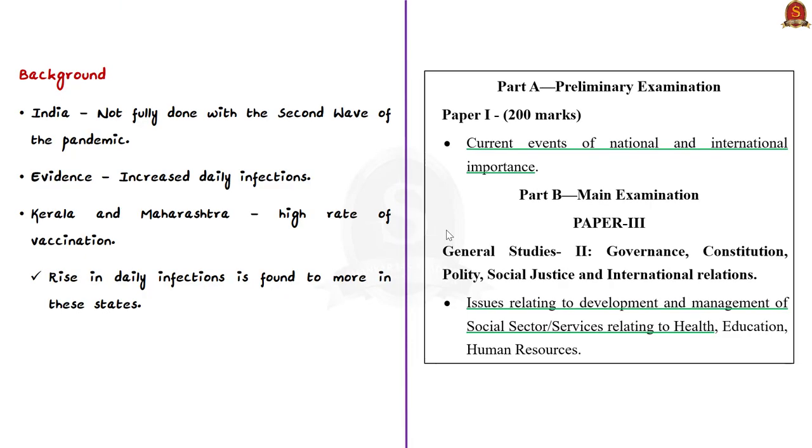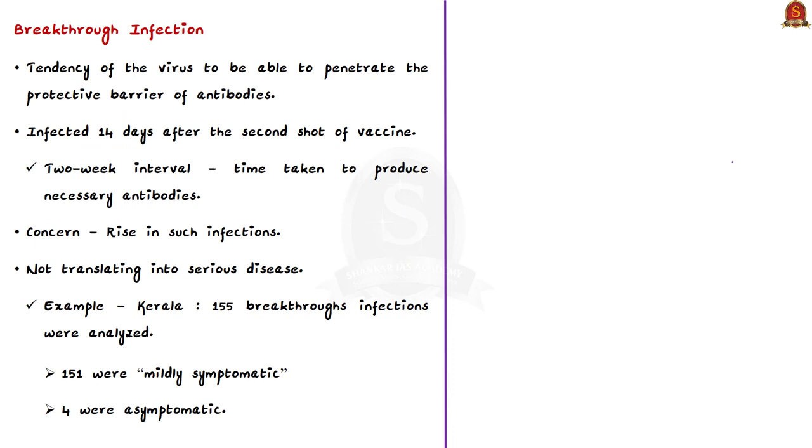See, breakthrough infection refers to the tendency of the virus to be able to penetrate the protective barrier of antibodies. So, in simple words, if a person gets affected with the COVID virus 14 days after the second shot of the vaccine, then it is called a breakthrough infection. And this 2-week interval signifies the time taken by the body to produce necessary antibodies following a shot of the vaccine. So, when the protection barrier made by the antibodies is broken, the breakthrough infection occurs.